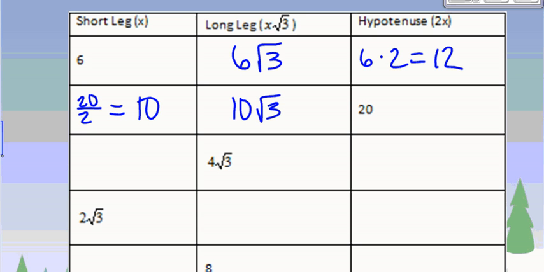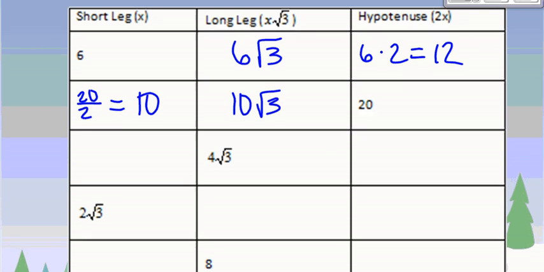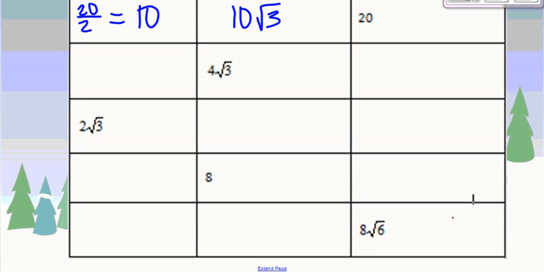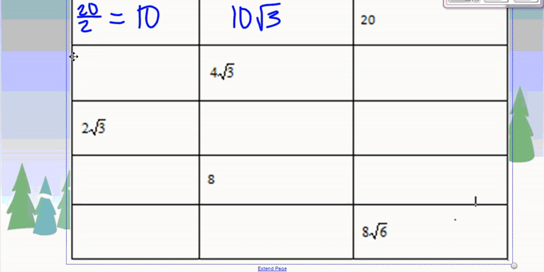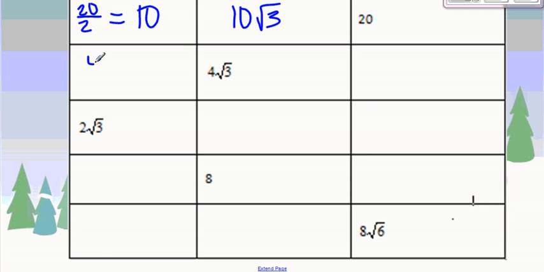So they've given us the long leg in the next example. Okay, 4 square root of 3. Go back to the short leg, okay? Divide 4 square root of 3 by root 3, right? And if there's one on the top and the bottom, they'll cancel. So we're left with 4. Now times 4 by 2 in order to find your hypotenuse. Okay?